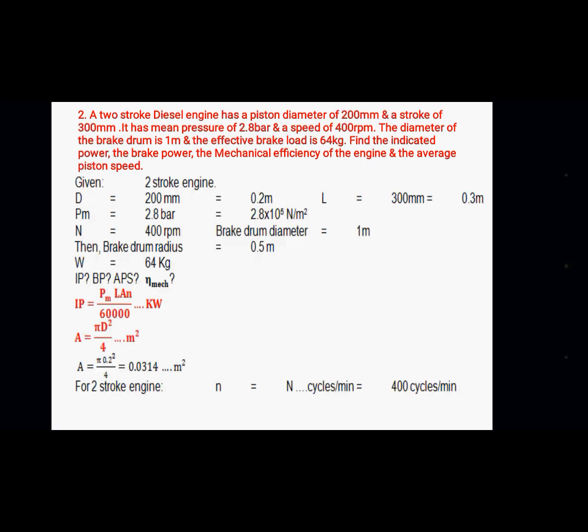Since in the statement it's given clearly it is a 2-stroke engine. So first parameter, given it's a 2-stroke engine. So in a 2-stroke engine, small n is equivalent to capital N. So this is our observation.